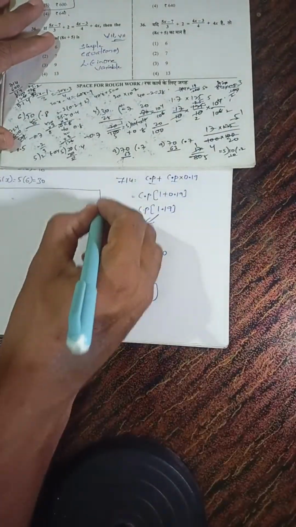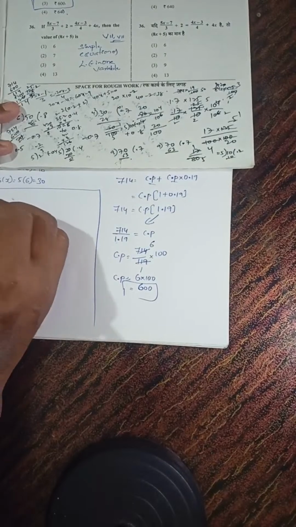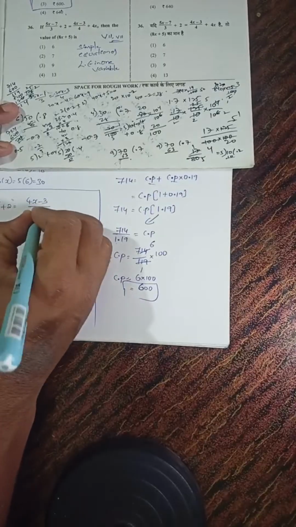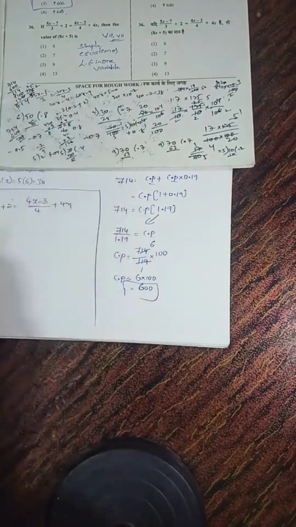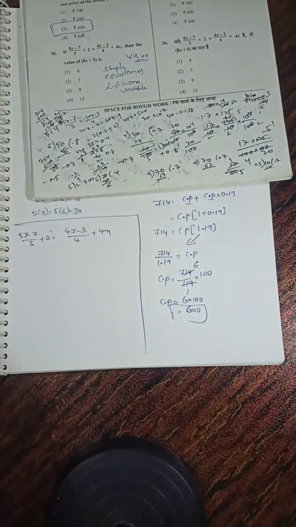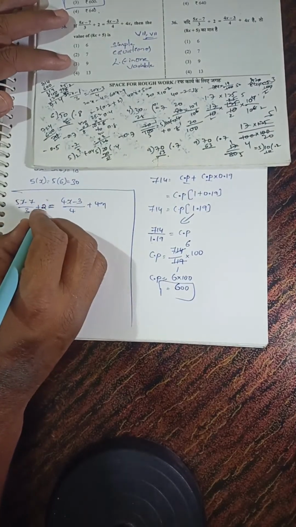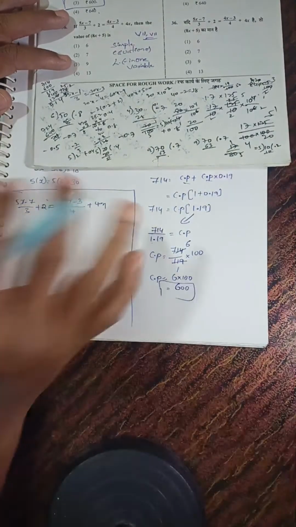I think place will be sufficient. If (5x minus 7)/3 plus 2 is equal to (4x minus 3)/4 plus 4x. Now if you see the question here clearly, what is the question given? Yes, (5x minus 7)/3 plus 2 is equal to (4x minus 3)/4 plus 4x.